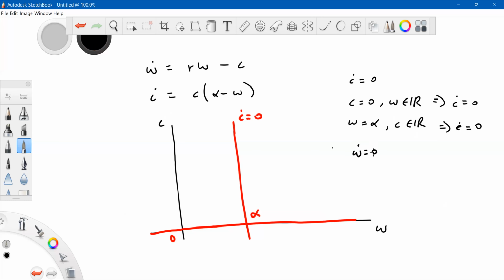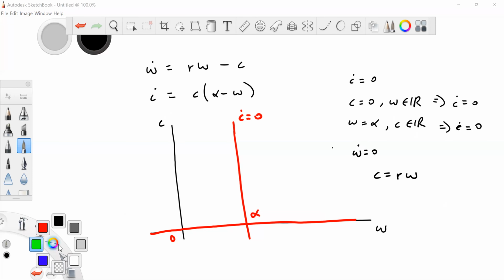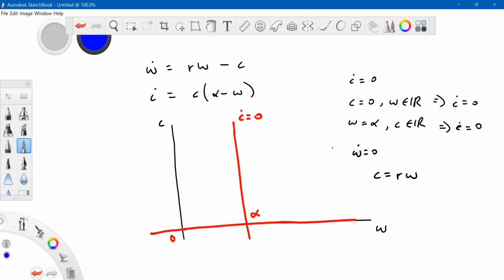So W dot is equal to 0 only if C is equal to RW, right? R is positive. So I have this. So I have two steady states. One steady state is here, and another steady state is here.